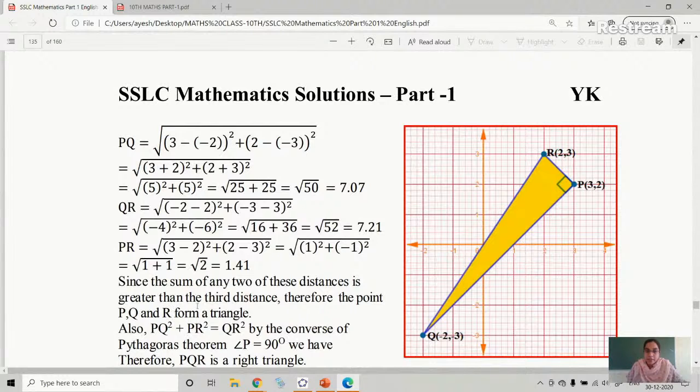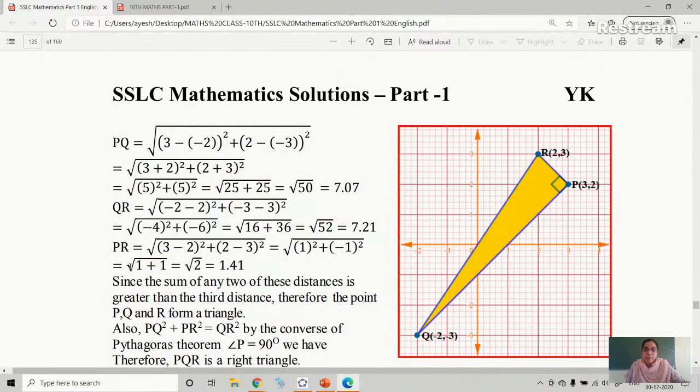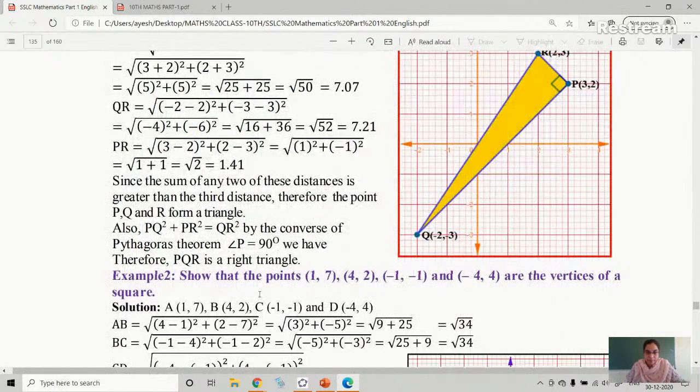Then is it a triangle? Yes. As I said, the condition for a triangle is that the sum of 2 sides should be greater than the third side. That condition is satisfied here, therefore it is a triangle. But it can be any triangle. Then which type of triangle is it?